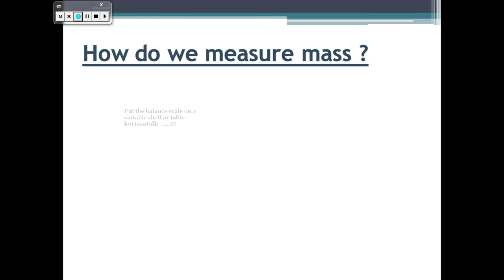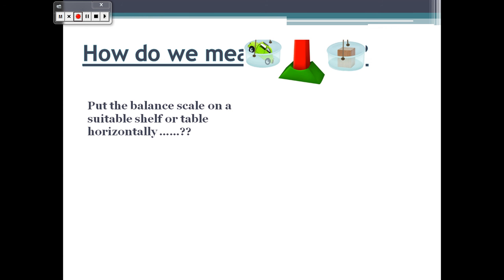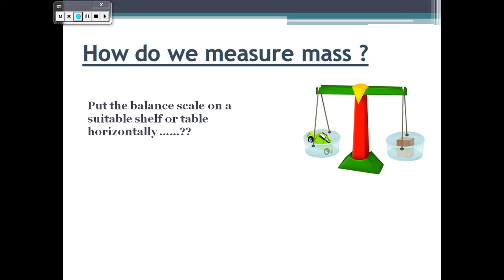How can we measure the mass? At first, we must put the balance horizontally. We must put the balance horizontally to avoid vibrations and to help us measure the right mass.